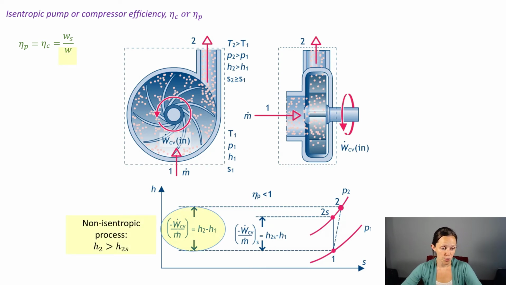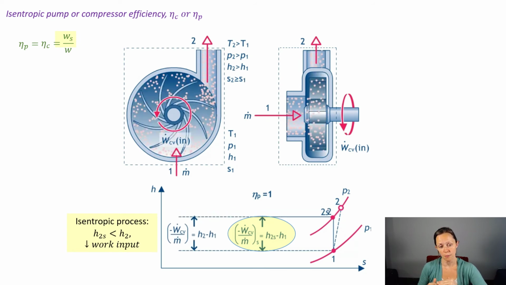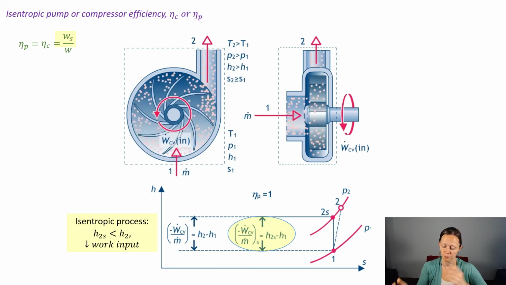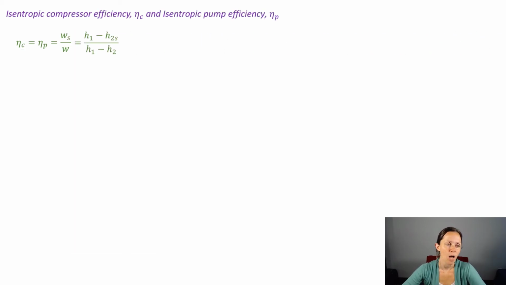So for the non-isentropic process, you're going from state 1 to state 2. And so that's on that HS diagram. And you can see that H2 is higher than H2S. So if it's an isentropic process from P1 to P2, you have to put in less work to get there. All right. And it'd be better if you don't have to put in as much work. Less work equals less cost to you. All right. So we applied our first law, and we've got an expression for isentropic efficiency.